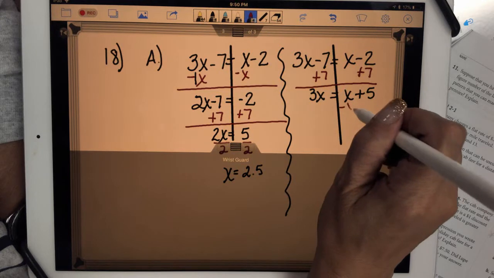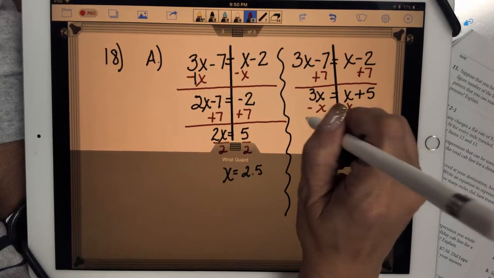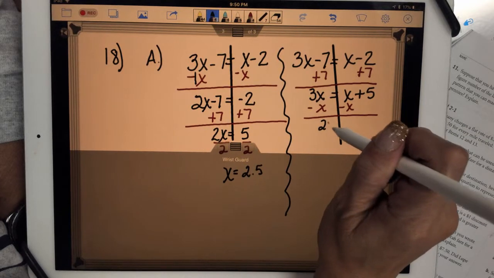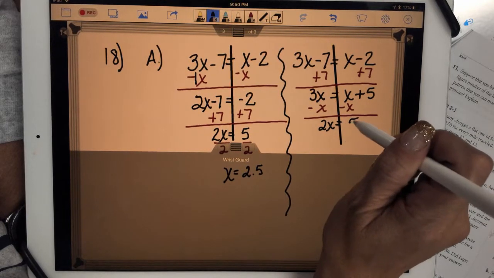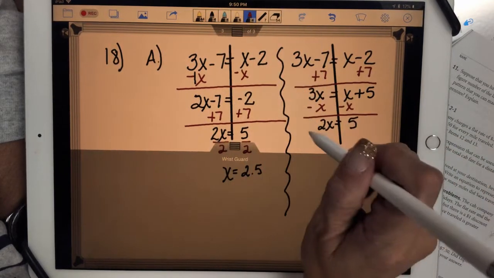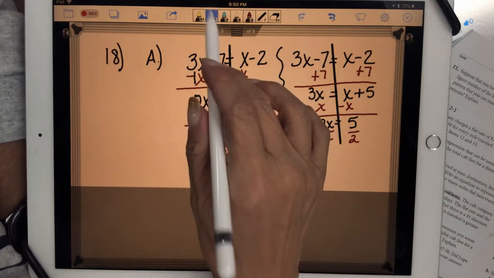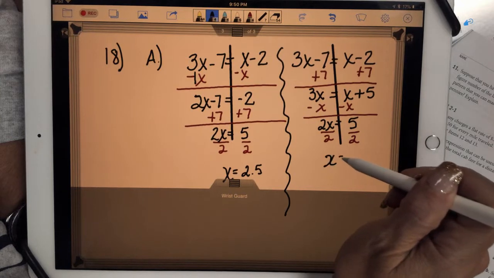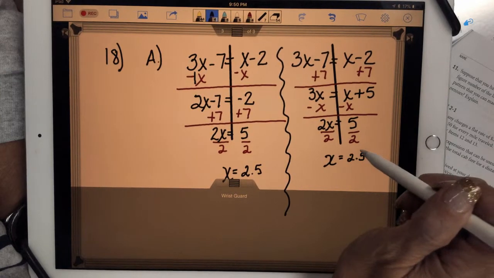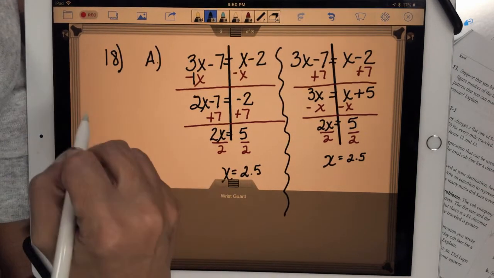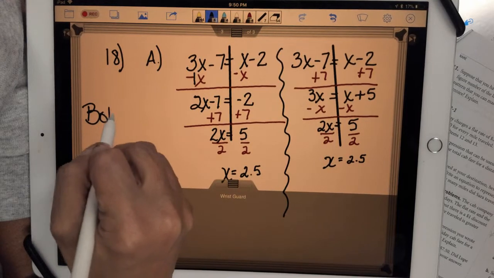Gonna subtract x. So 2x equals 5. Divide by 2 is pretty much the same thing. X equals 2.5. All right. Who is correct? Alex or Danny's? Justify your answer. Well, they're both correct, aren't they? I'm just going to say they're both correct.